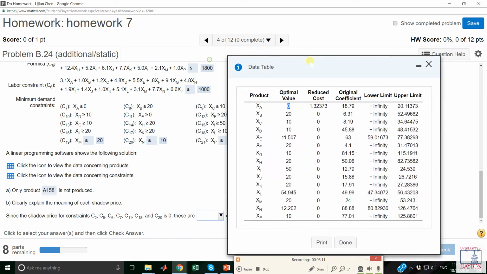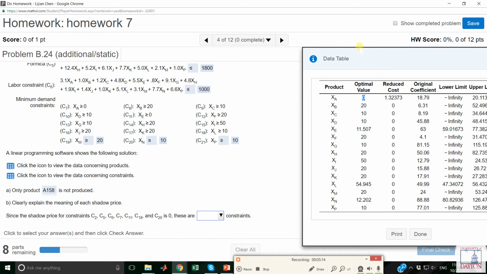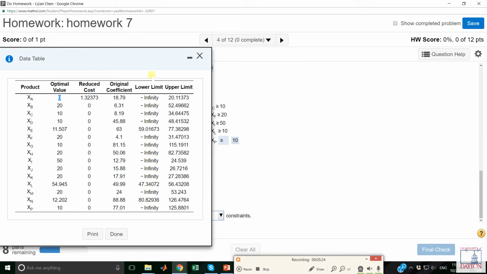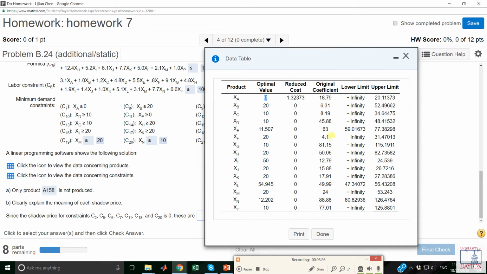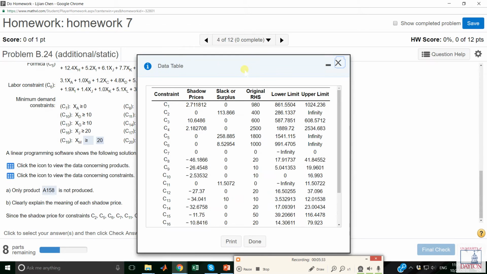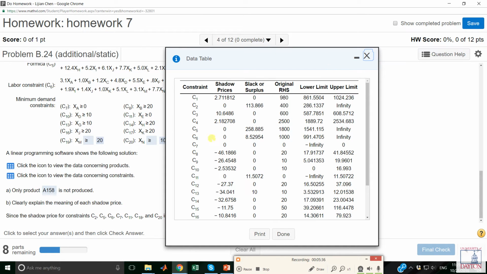Next one. They're saying clearly, please explain the meaning of the shadow price, since the shadow price is 0. What does that mean? So look at this. As I told you in the classroom, the shadow price is only applied to the constraints. So let's click on constraints and look at the shadow price. All right. Basically, they're saying C2, C5, and C6. All these numbers, see, look at this column. It's called the shadow price. The shadow price is 0.